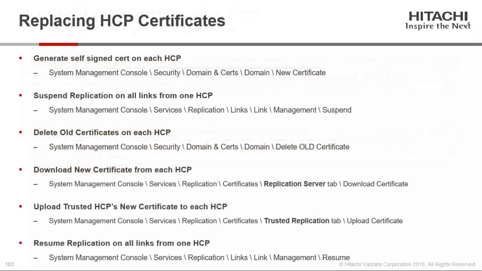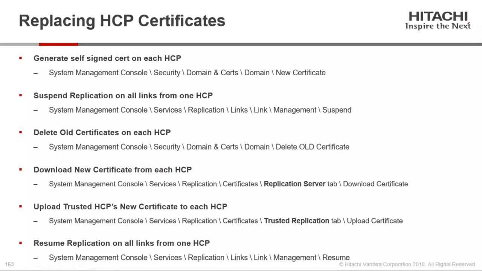Okay, so here's a step-by-step. Again, you might want to capture this or print this out in some way as we go through it. First, we're going to generate a self-signed cert on each one of the HCPs. Then we suspend the replication on all of the links of the HCPs. We can't update the certificate if they're being used for the links. Then we have to delete the old certificates and then download the new certificates from each HCP.